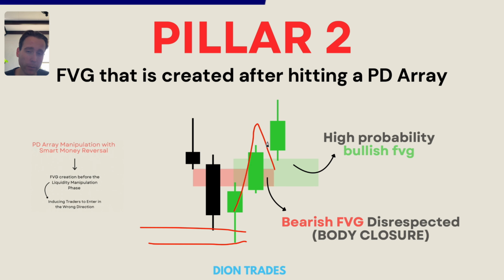And that's a very powerful way to use fair value gaps. This fair value gap becomes an inversion fair value gap. That's another array, but we're going to focus on fair value gaps in this teaching. So the bearish fair value gap is disrespected, and we have a high probability bullish fair value gap right here. So using that smart money reversal is going to make it very high probability.